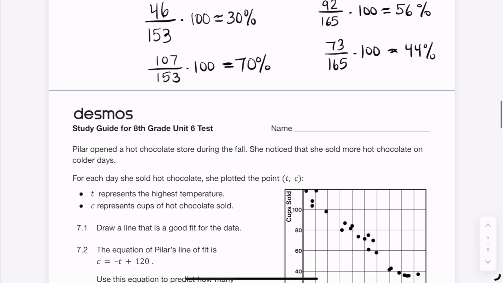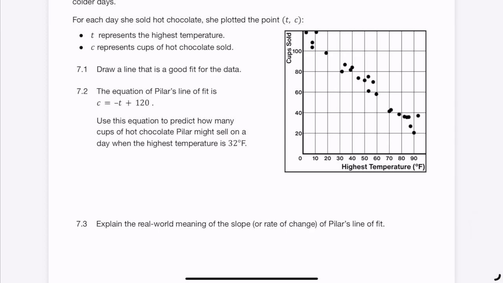Okay, great. Question 7. Pilar opened a hot chocolate store during the fall. She noticed that she sold more hot chocolate during colder days. For each day she sold hot chocolate, she plotted the points (T, C). So T is the x-axis independent variable, temperature, and C is the y-axis dependent variable, cups sold. First thing we do is draw a line of fit for the data. So some line that's generally going through the middle of the points, about the same number of points above and below the line.